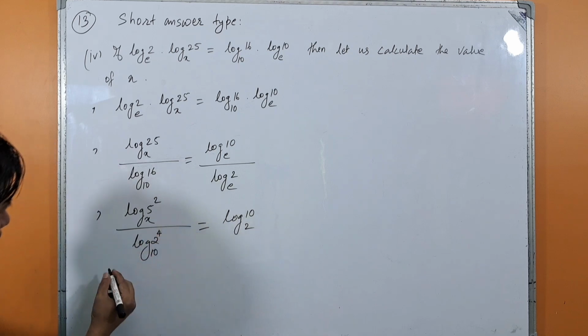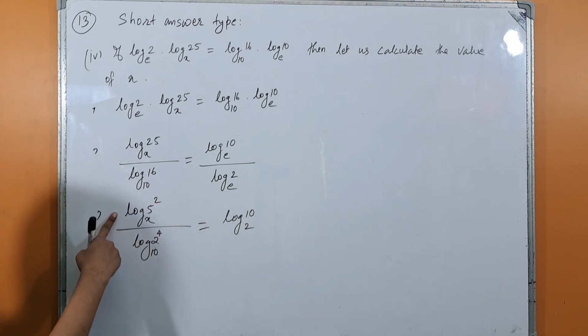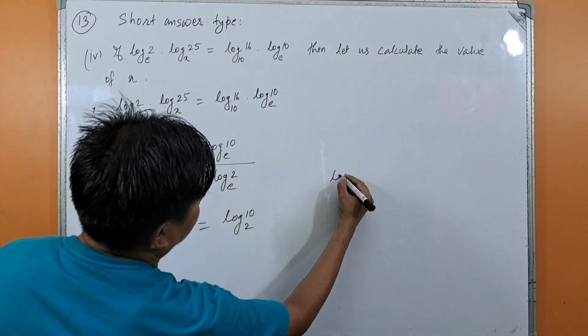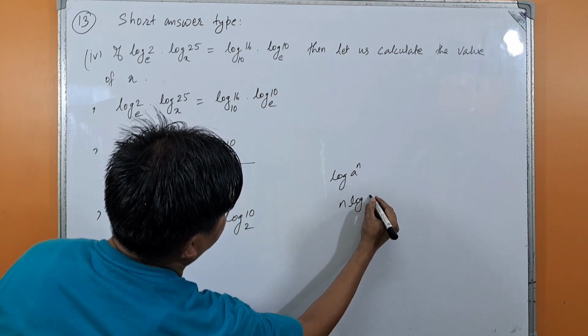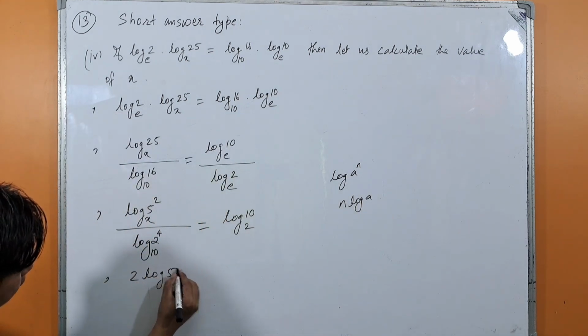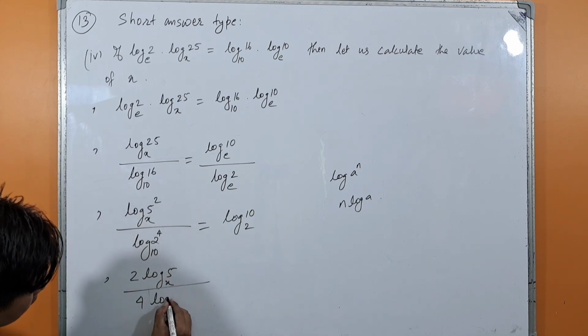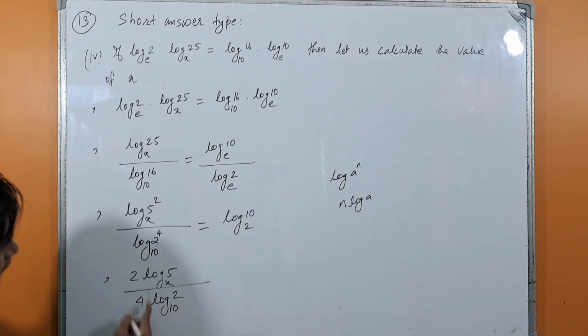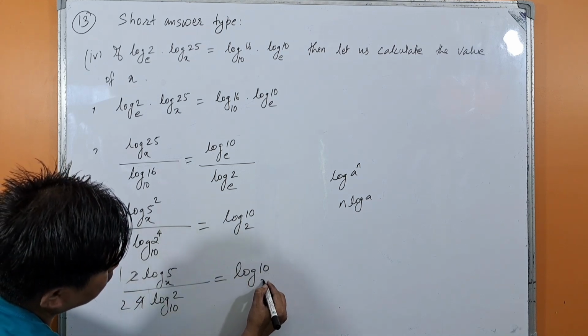Okay, this 2 power 2 we write before log. Because we know that log a to the power n is n log a, isn't it? So we write this as 2 log 5 to the base x upon 4 log 2 to the base 10. This 4 is brought before log. 4 log 2 to the base 10. 2 1 is 2, 2 2 is 4. Here we have log 10 to the base 2.